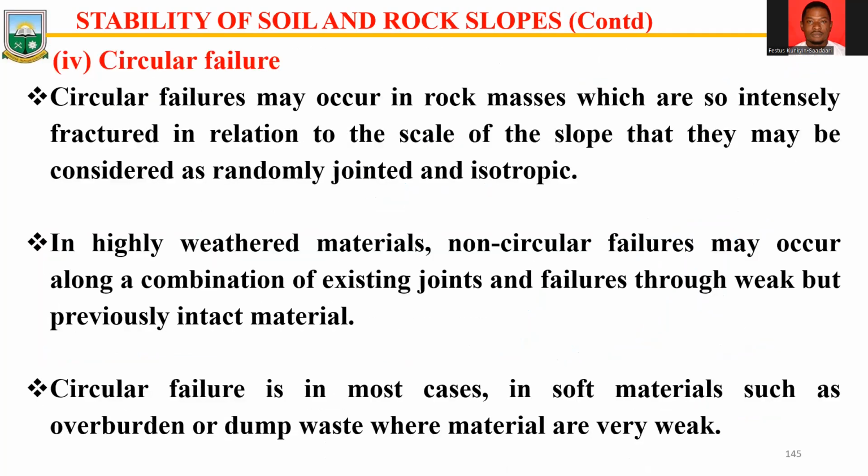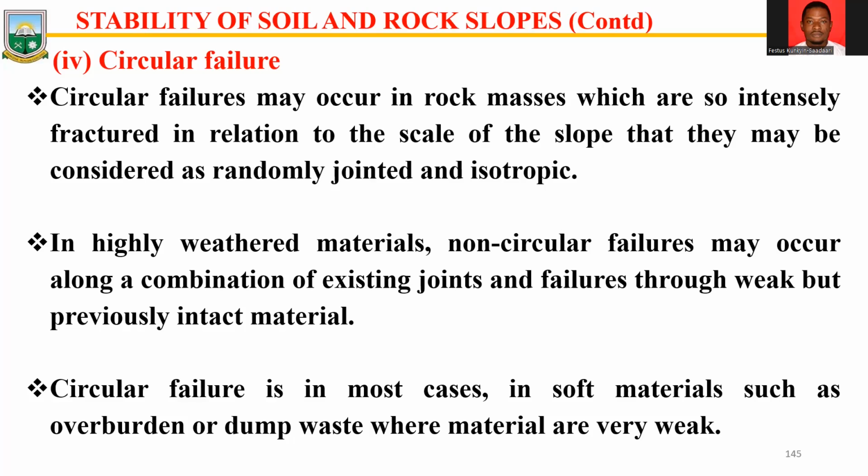Then circular failures may occur in rock masses which are so intensely fractured in relation to the scale of the slope that they may be considered as random or jointed or isotropic. So in highly weathered material, non-circular failures may occur along a combination of existing joints and failure through weak, previously intact material. So the major issue with this type of failure is when you have weathering.